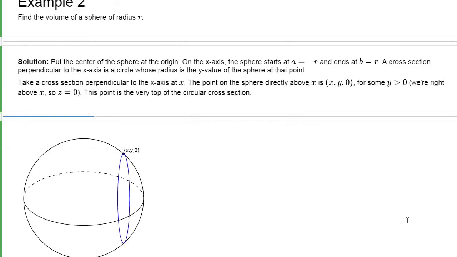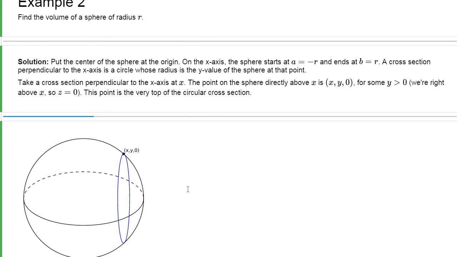So, I'm going to put the center of the sphere at the origin. So here's my sphere, and right here in the center is the origin, 0, 0, 0. Okay, I'm in 3 dimensions now. The x-axis is going to go this direction, left and right. The sphere is going to start at negative r, so that's this side right here, where the x-axis crosses the sphere. That's going to be negative r. Okay, the sphere's radius is r, so negative r to 0 is r, and then from 0 to r, so this side will be r. So this goes from negative r to r.